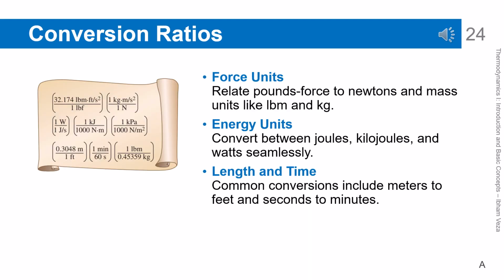Conversion ratios. Conversion ratios are used to change units from one system to another. These conversions include force, energy, length, and time. By using the correct conversion factors, the physical value remains the same, even though the unit changes. This method is essential in solving engineering problems involving different unit systems. Careful conversion prevents serious numerical errors.